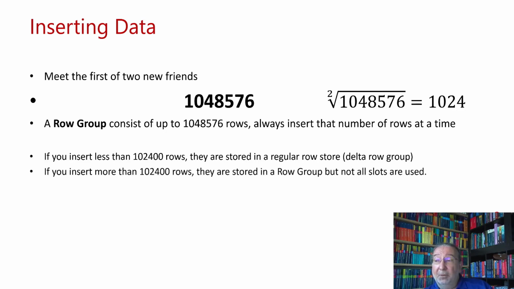Thing is, if you insert more than the 102,400 rows, but less than the 1,048,576, then you get an actual row group with all the column store compressions and optimizations, and the data is actually stored in columns and not in rows anymore. But not all the available slots in that row group are used, so you're basically wasting not space, since it gets compressed away, but you're wasting the ability to compress based on each other.